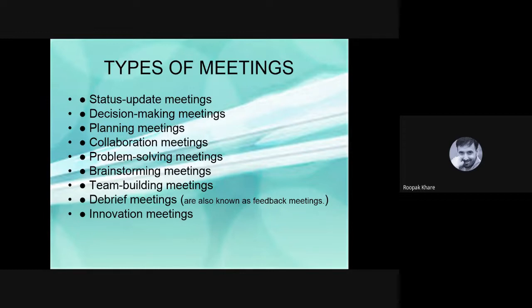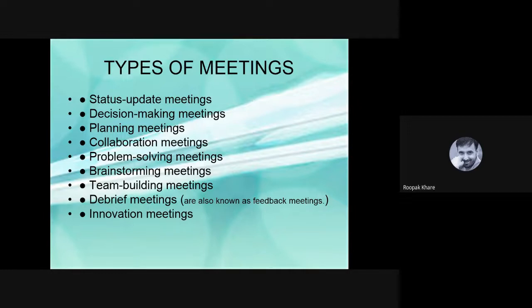There are certain circumstances that you or the organization are facing, and we need to take a decision on it. Those meetings which are held to take these decisions are called decision making meetings. Planning meetings are the meetings where you plan certain things for the future, strategies are built, and what actions have to be taken are planned.